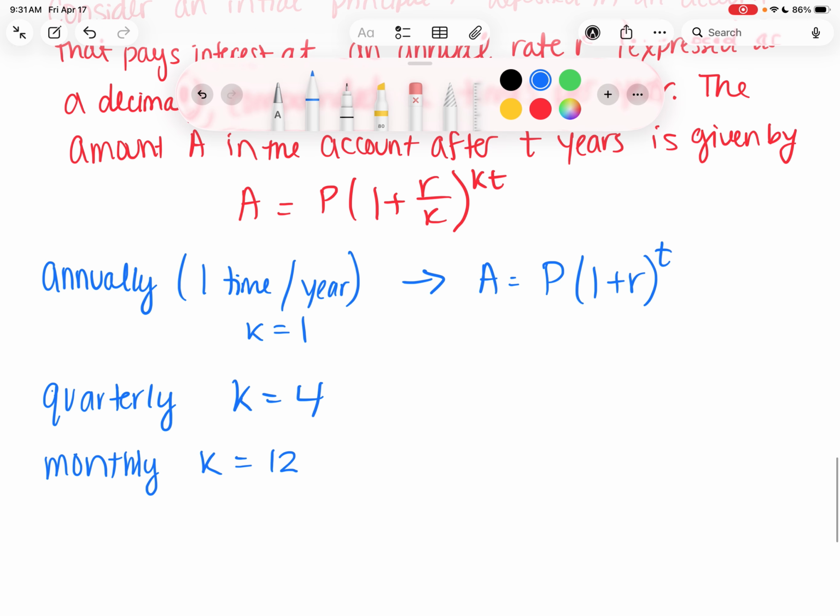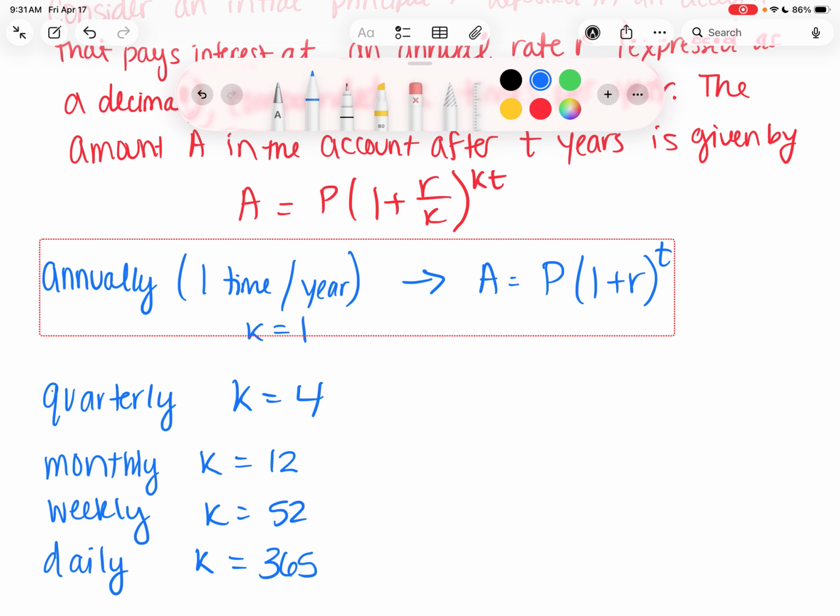If it was weekly, it would be 52. If it was daily, which is almost continuously, but not quite, 365. And yes, I do know there's a leap year every 4 years, but we just act like that doesn't exist, basically. That's just a bonus little extra if it would be daily. Most things aren't compounding daily, unless you're talking about bacteria or something.